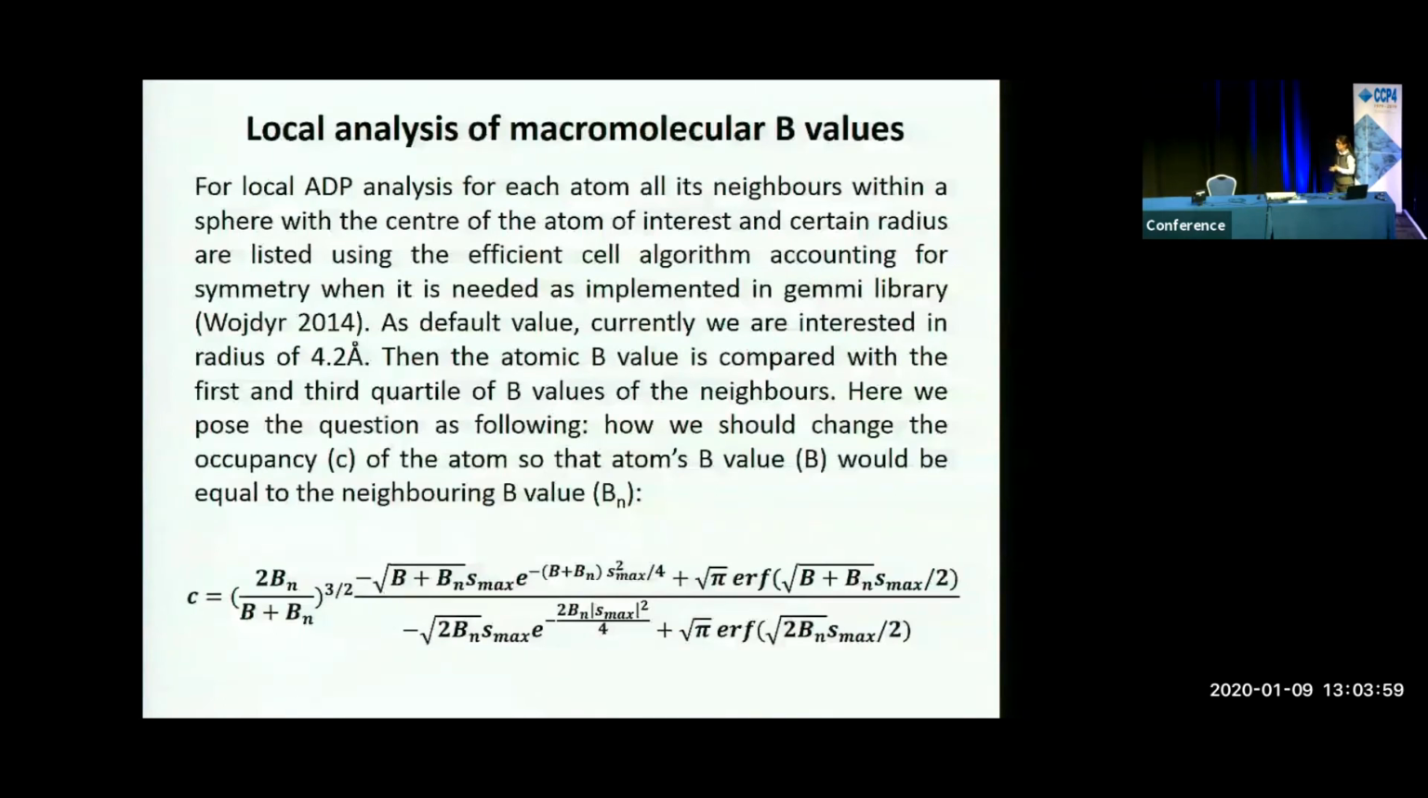Firstly, we define all neighbors for each atom within a defined distance. Here we use the efficient cell algorithm, which was implemented in the GEMMI library. Then we compare the B value of an atom with the first and third quartiles of its neighbors' B values. And here we pose the question as follows: how should we change the occupancy so that the atom's B value will be equal to the neighboring B value?